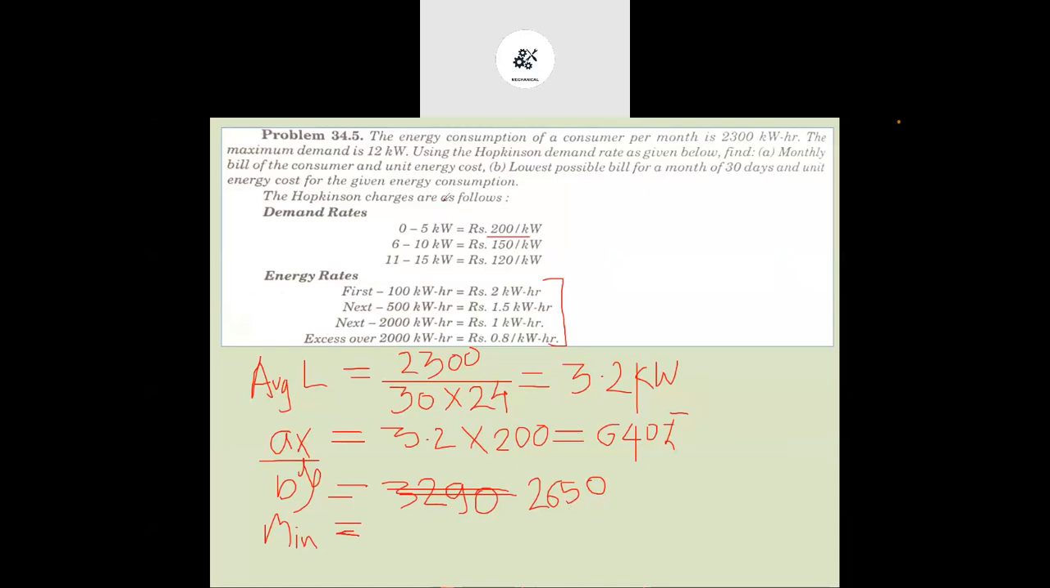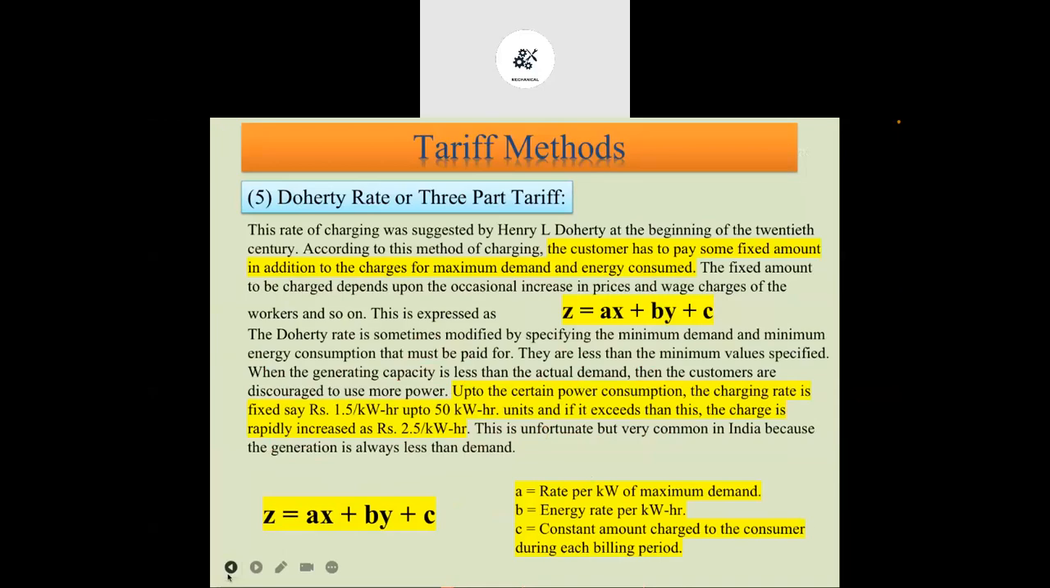So we have to just add these up to find out the lowest possible bill for that particular consumer. That is 640 plus 2650, that is 3290 rupees. And also we can find out the unit energy cost for that particular lowest possible bill. So that's how you can calculate these particular terms.